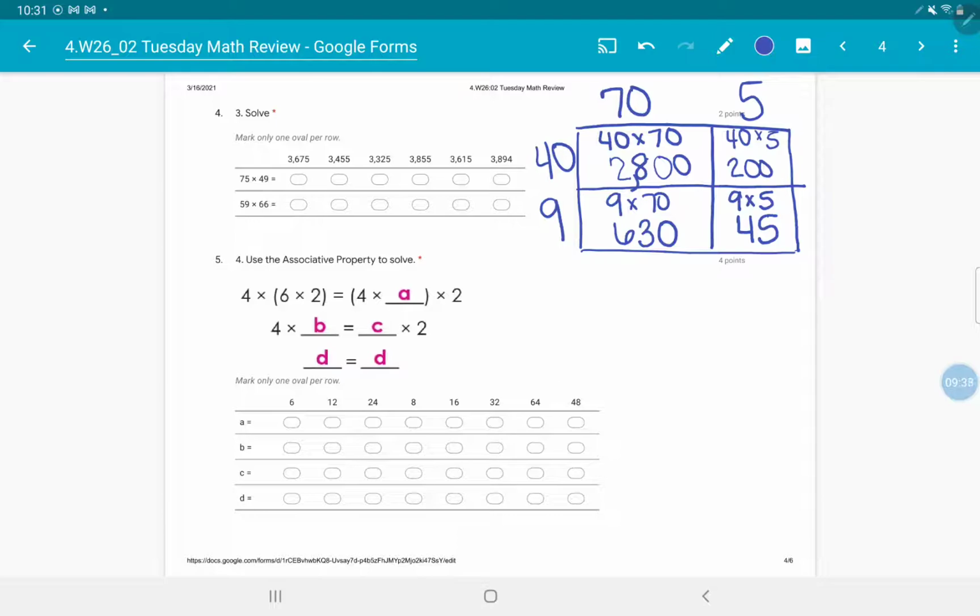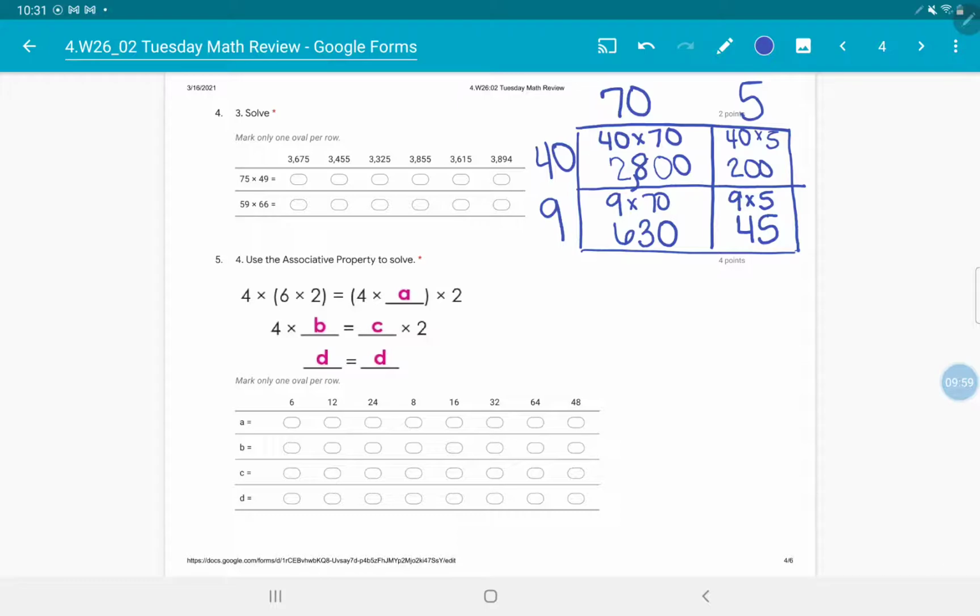Did you have a question? Yeah. If you switch the 9 with the 5, would it still equal the same answer? You found that out earlier when you were doing your work, didn't you? But would this be the same? No. Would this be the same? No.